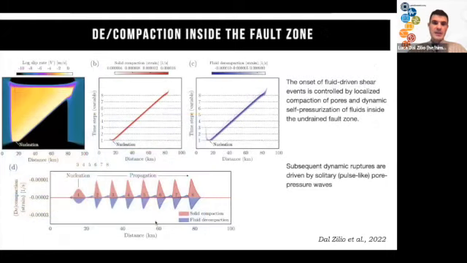The most interesting part of this type of dynamic instabilities is that they are controlled by the evolution of pore fluid pressure, and therefore the propagation of these events is driven by solitary pore pressure waves. Here you can see an example of a seismic event. So we have here the nucleation and the propagation from one side to the other side of the model.